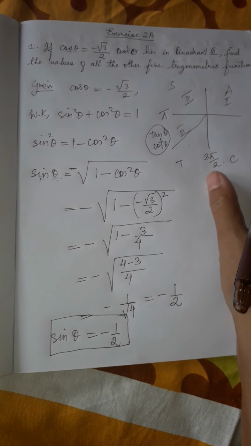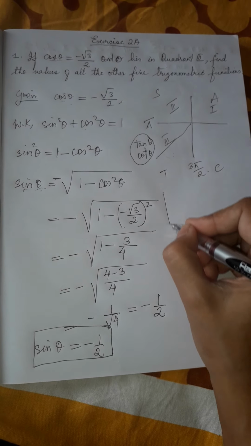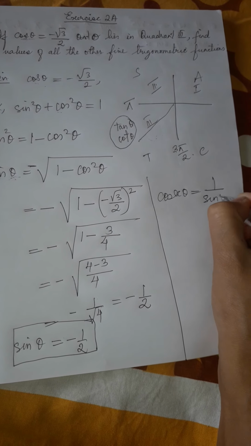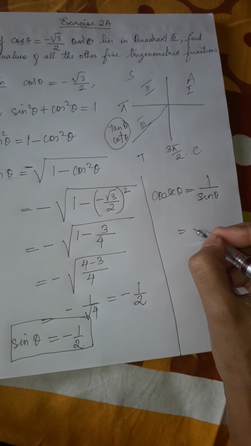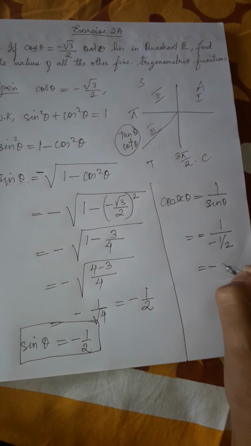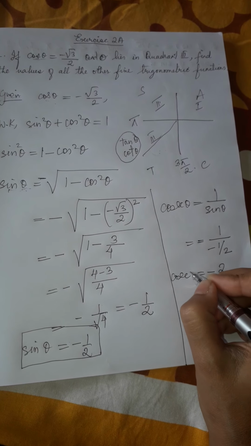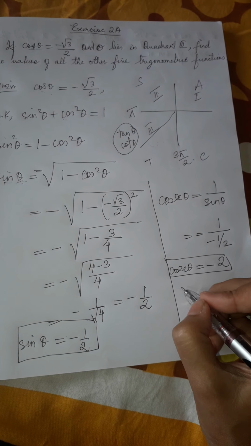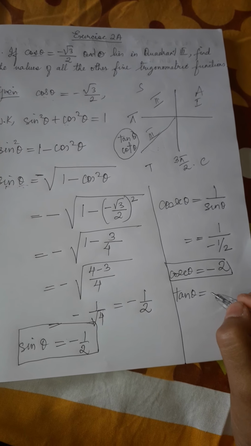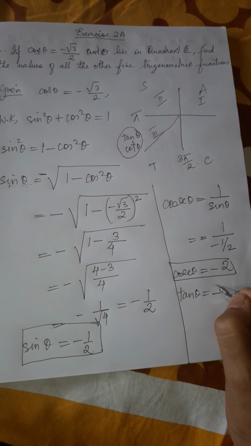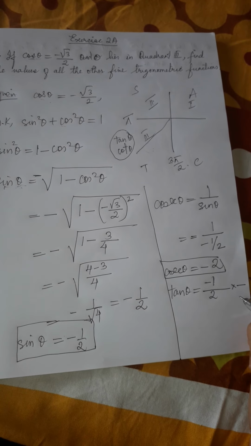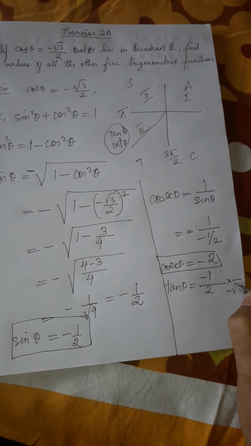Now we have to find all other trigonometric ratios. If we get sin theta, now cosec is easy. Cosec theta is 1 by sin theta. So put the value of sin theta, it will be 1 by minus 1 by 2. So this will give cosec theta equal to minus 2. And from here again, tan theta we can find out. Tan theta is sin theta by cos theta. Sin theta is minus 1 by 2, and cos theta is minus root 3 by 2.